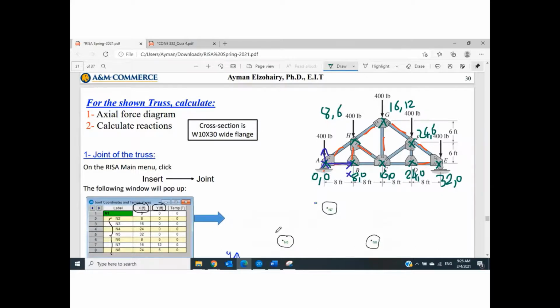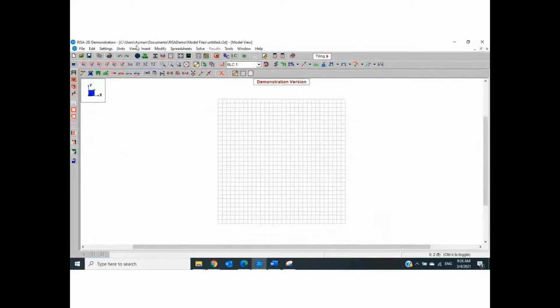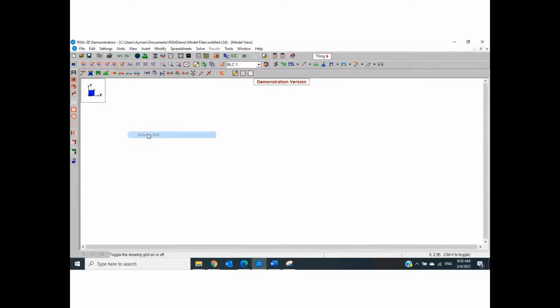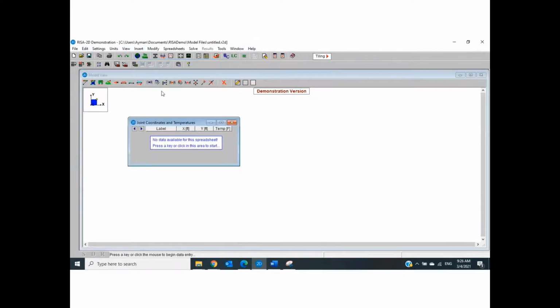Let's start. View, drawing grid to hide them. Insert joint. First one 0, 0. Second one 8, 0. 16, 0. 24, 0.